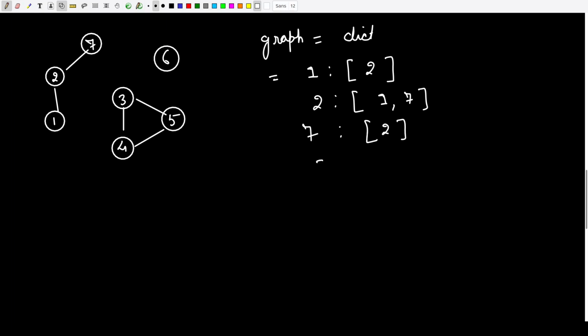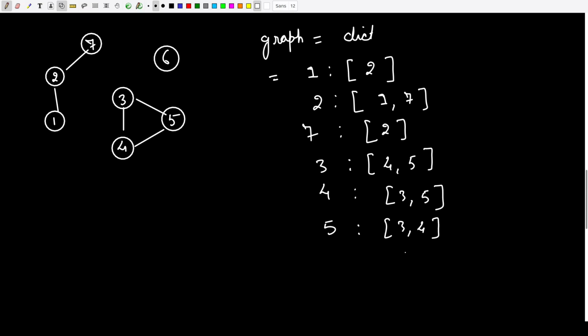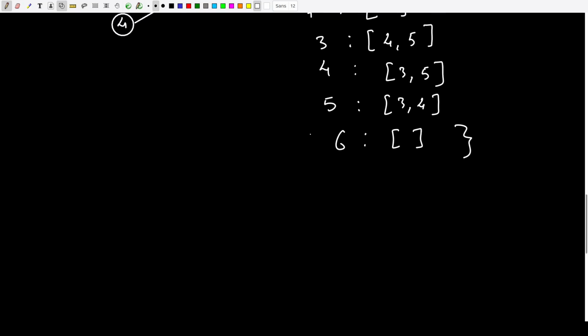Similarly from 3 we are able to go to 4 and 5, from 4 we are able to reach 3 and 5, and from 5 we are able to reach 3 and 4, and from 6 we are not able to reach anything. So this is how we are going to represent our graph in dictionary format. Once we have this info with us, we are going to perform DFS. So let us do that.